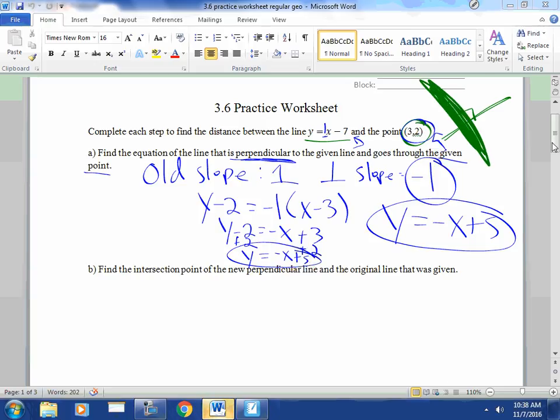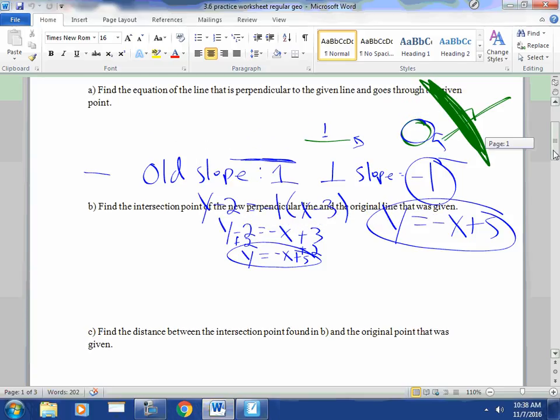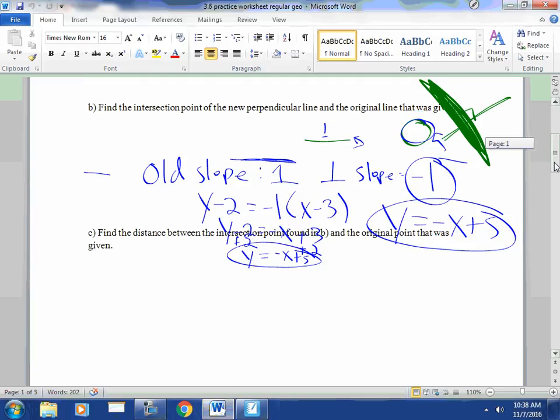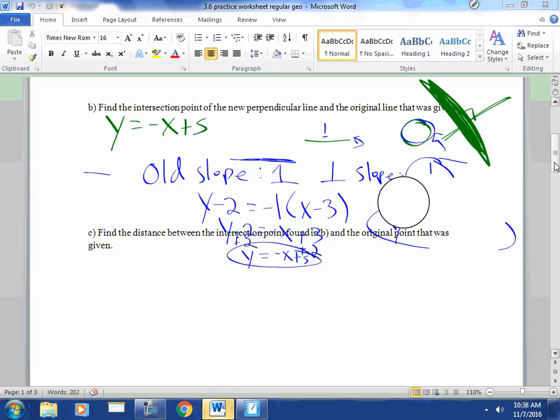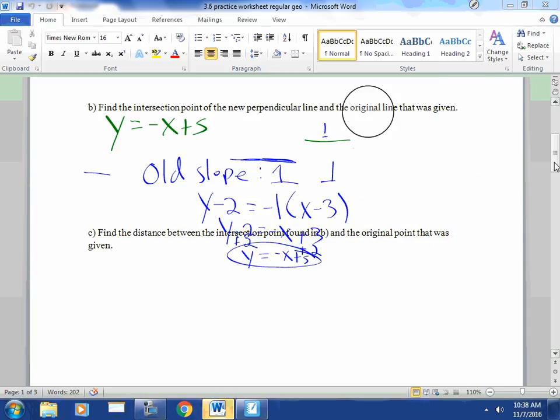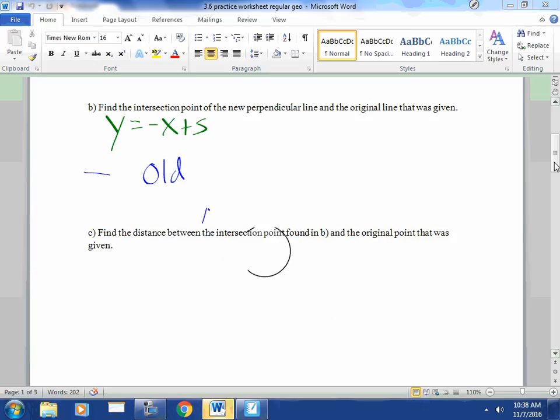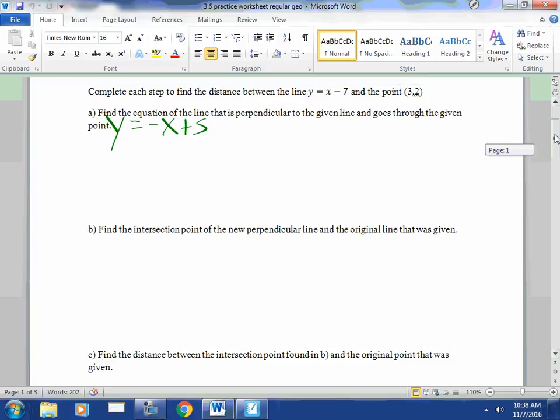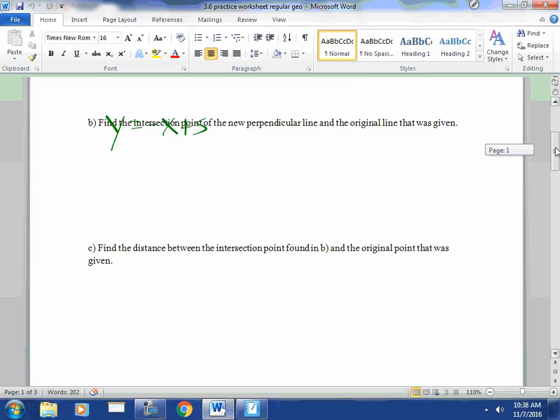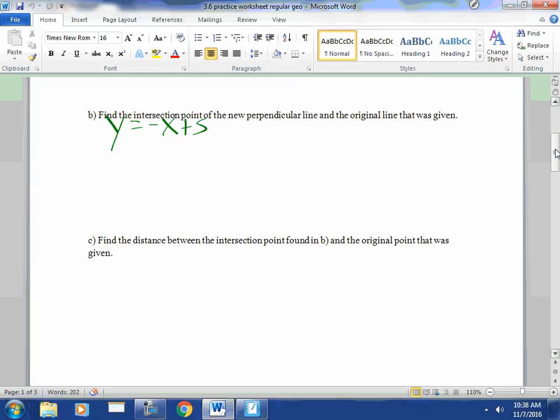All right, now for step B, they want me to find the intersection point of the new perpendicular line and the original line that was given. So remember, my new perpendicular line is y equals negative x plus 5. So there's my new equation. And now I want to find the intersection between that new equation and the line they gave us to start with, which, if you look back up at the top, was y equals x minus 7. So the other one is y equals x minus 7.